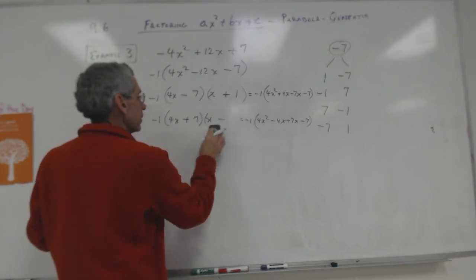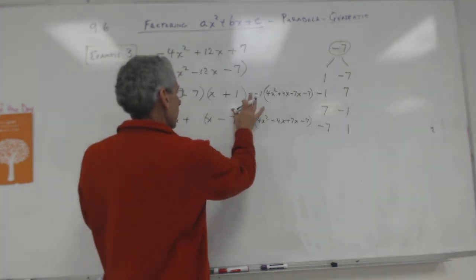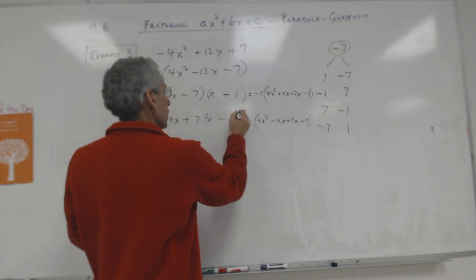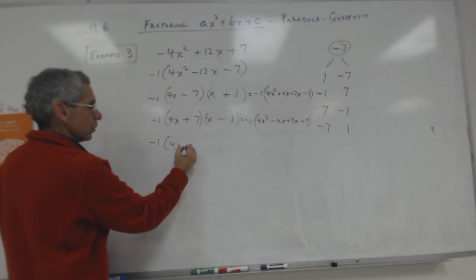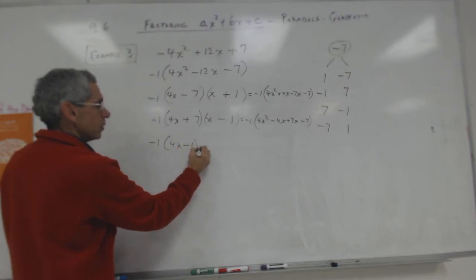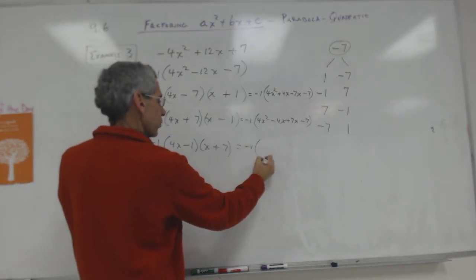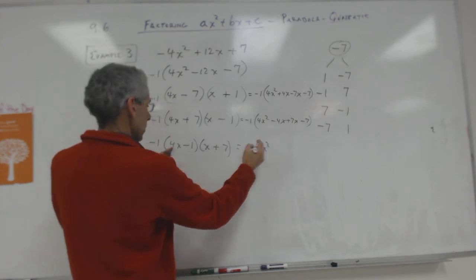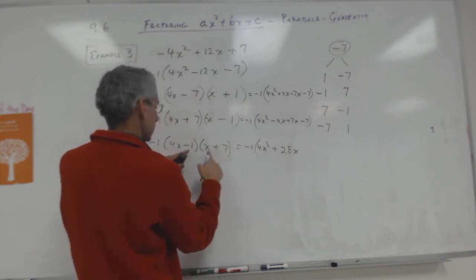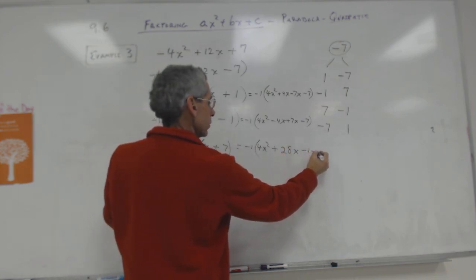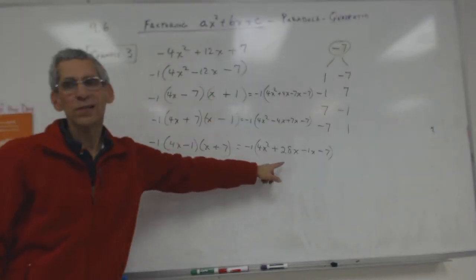All right, let's try putting a 7 here. We had a 1 here and a 7 here, so I'm just going to keep that. We'll try another one. Negative 1, 4x, minus 1, and then x plus 7. That's going to give us negative 1 parentheses, and then 4x squared. Outside is 28x. Inside is minus 7x. So we're still not close.